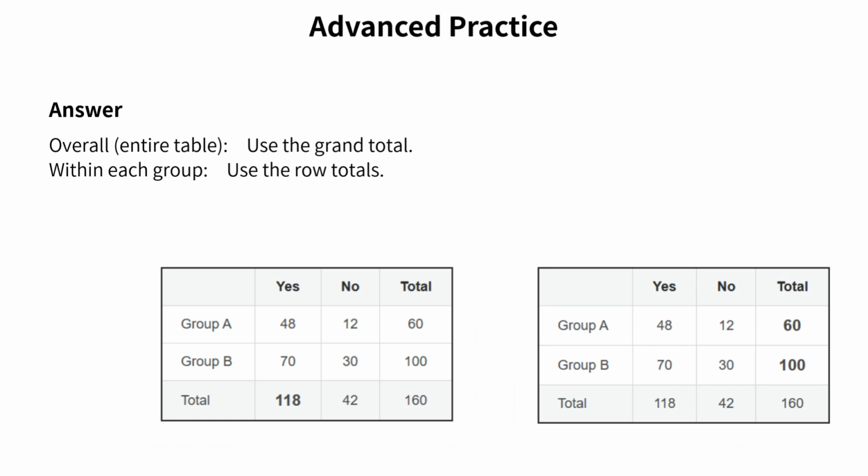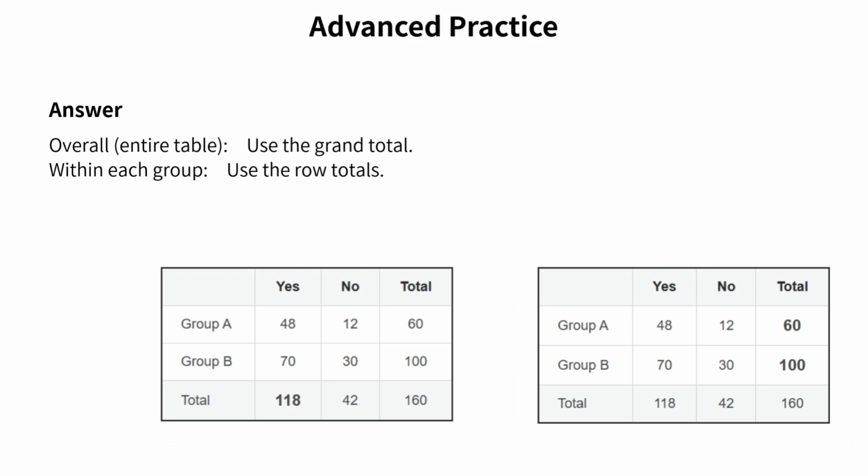Now, the second part of the question asks something different. It asks about the yes rate within each group. Here, the condition changes. We are no longer comparing everyone together. Instead, we fix each group separately. For Group A, we use Group A's total. For Group B, we use Group B's total. These are row totals, not the grand total. And this is where the ratio trap appears. The same counts are used in both cases, but the meaning changes because the denominator changes.